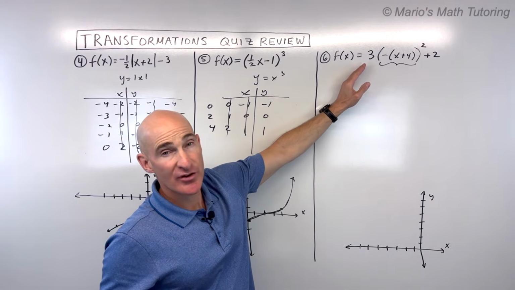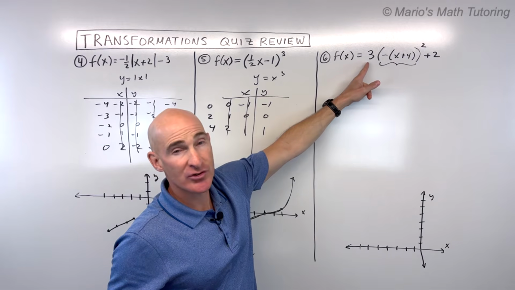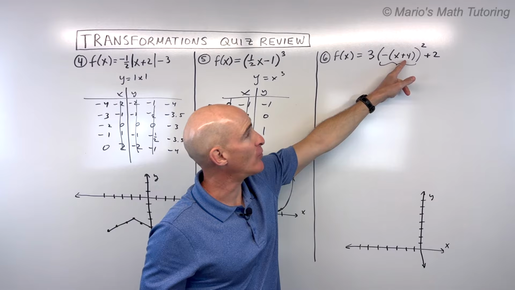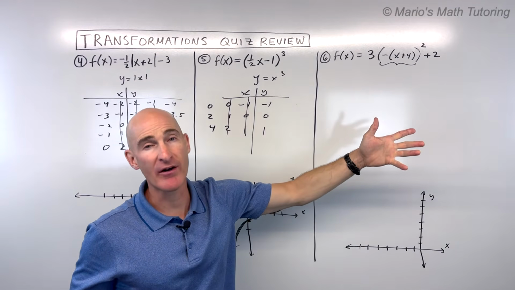Now, you might be saying, Mario, is there another way I could do this? Well, you could say vertical stretch by a factor of 3 first, and then reflect over the y-axis, and then shift left 4, and then shift up 2. That would also give you the same graph.